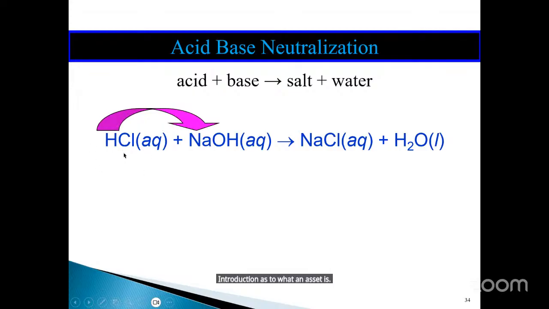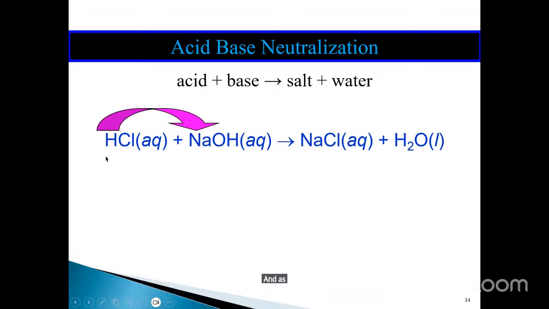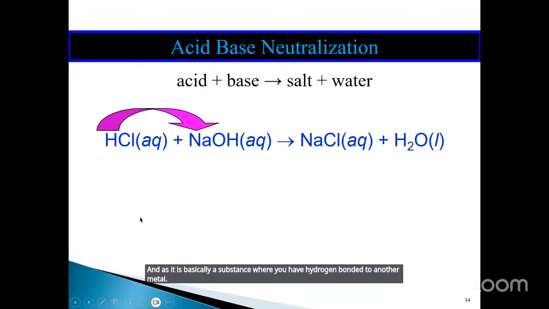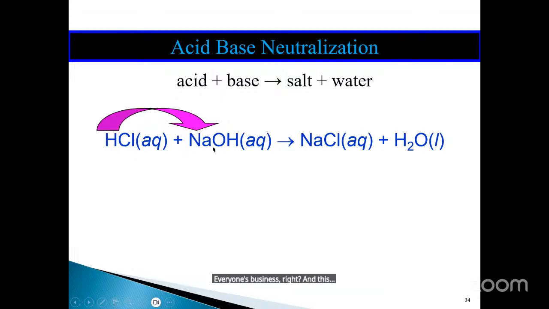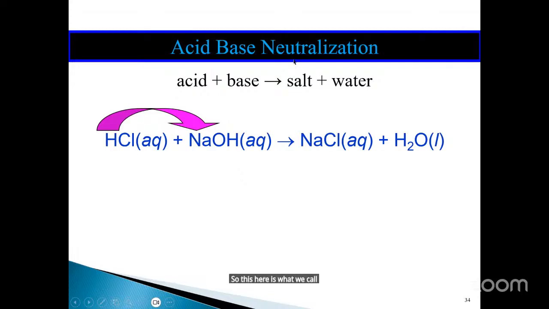An acid is, well, here's an example of an acid, hydrochloric acid, right? An acid is basically a substance where you have hydrogen bonded to a nonmetal in most cases, right? And then a base is a substance which produces hydroxide ions. So some of them contain hydroxide ions, such as sodium hydroxide, right? So this here is what we call an acid-base neutralization reaction, where you have an exchange of ions, right?